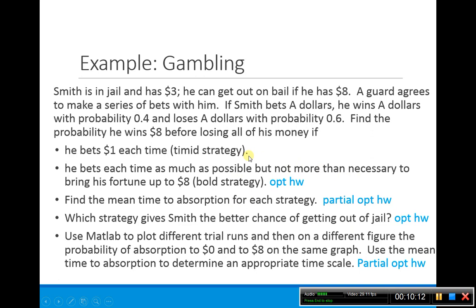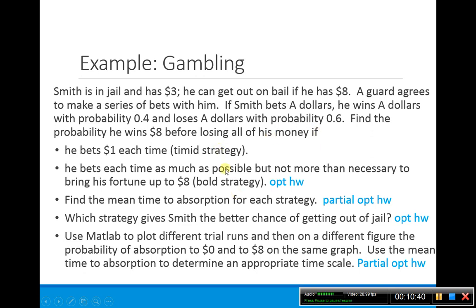the previous lecture. Okay, so in this example, you have somebody, Smith is in jail, and he has $3. He can get out of jail on bail if he gets $8. So there's a guard that agrees to bet with him. If Smith bets $8, then he wins $8 with probability 0.4, and he loses $8 with probability 0.6. Find the probability that he wins before losing all of his money.